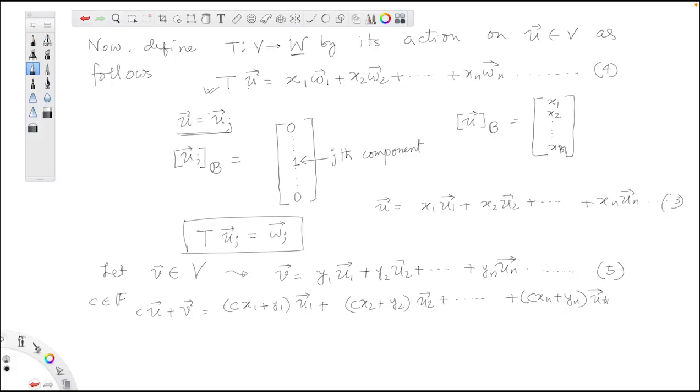Now from the definition of T provided in equation number 4, we see that T of cu plus the vector v is going to be equal to this scalar multiplied with the vector w1 like we are doing here, then this scalar cx2 plus y2 multiplied with the vector w2 here, plus all the way up to cxn plus yn multiplied with this vector wn here. This follows straight from the definition of the transformation T from V to W. So this is one equation. Let me number it by 6.